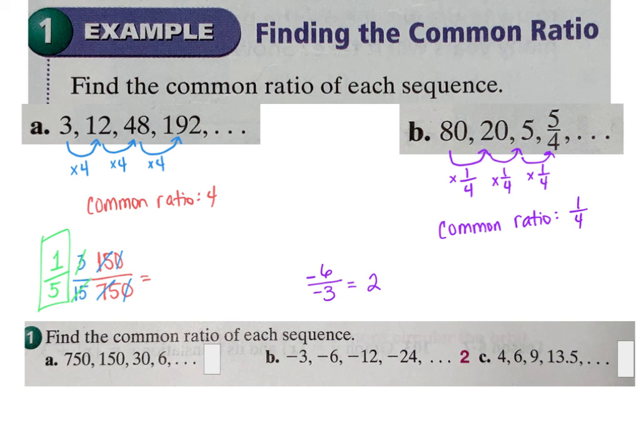So if I look at C, I take my second term, which is 6, and I divide by my first term. And all I want to do is reduce it. What goes into 6 and into 4? 2. So I'm going to divide the top and the bottom by 2. And my common ratio here will be 3/2.